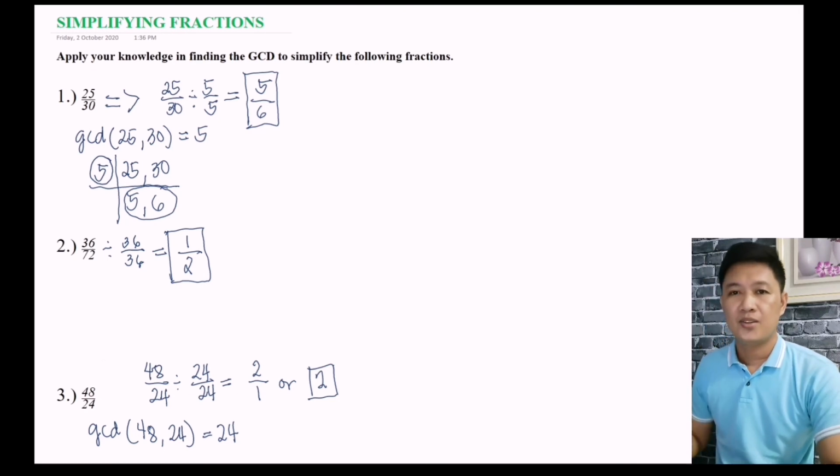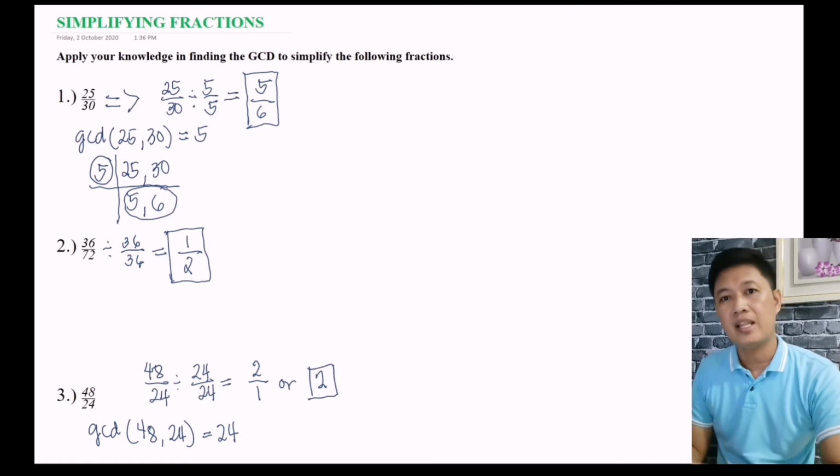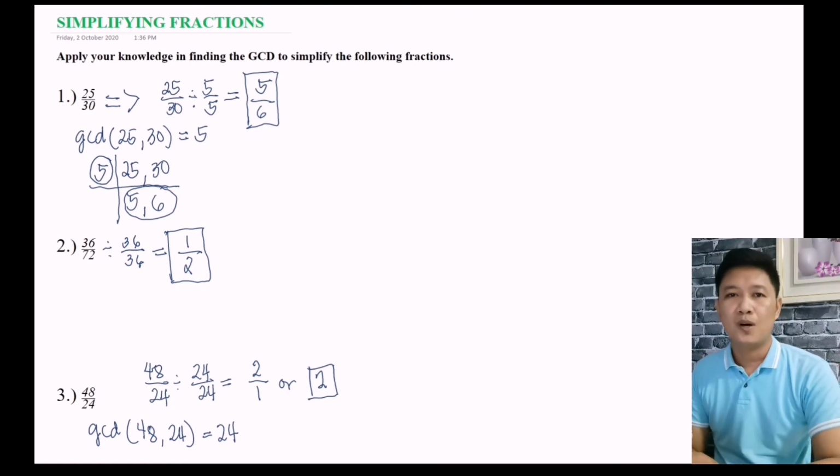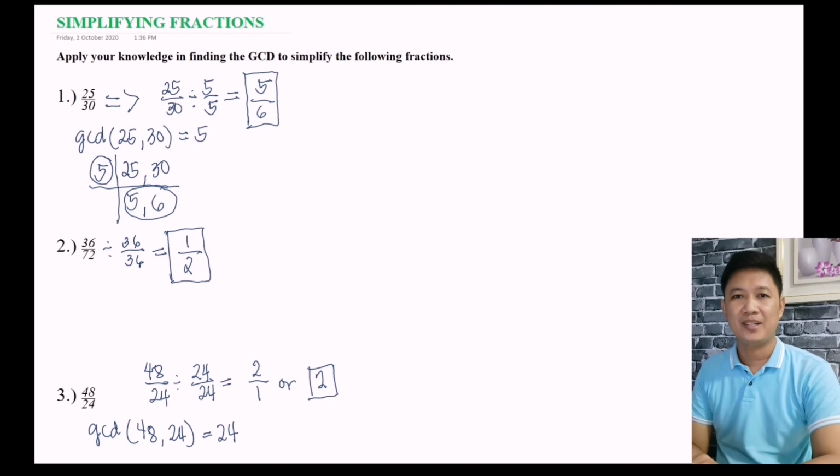Okay? So, I hope na naintindihan at nalinawan, and I hope na alam natin kung saan natin magagamit ang pagkuha ng GCD.